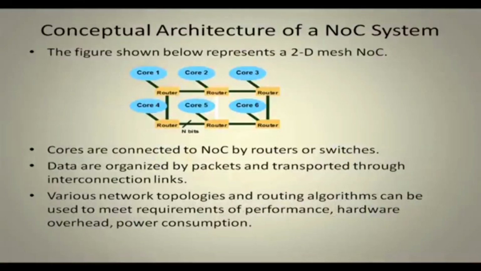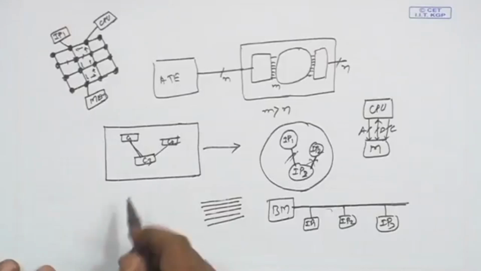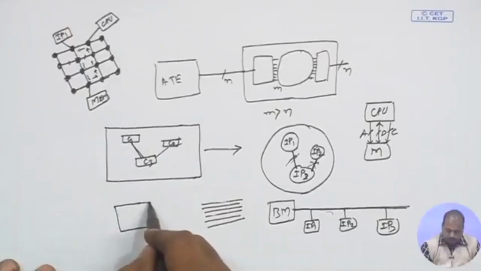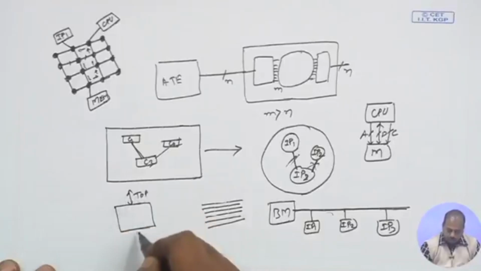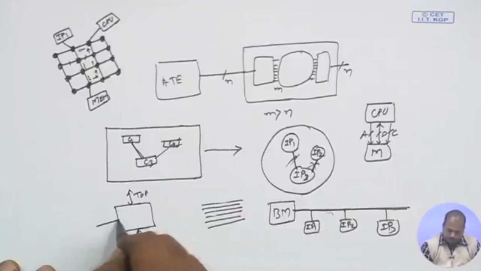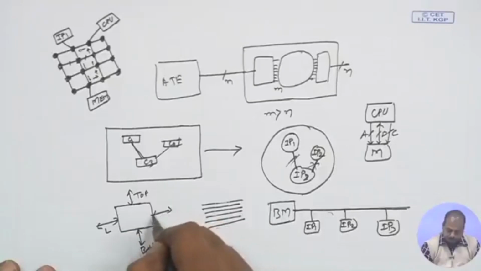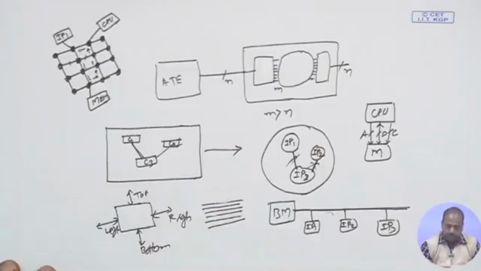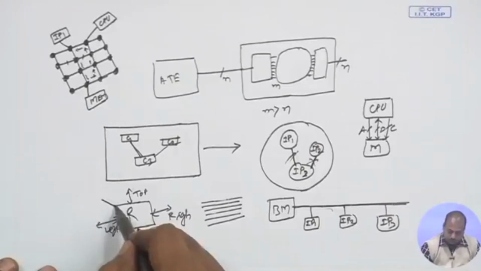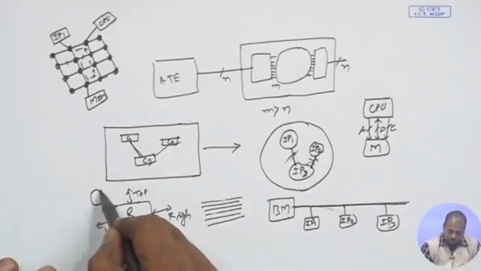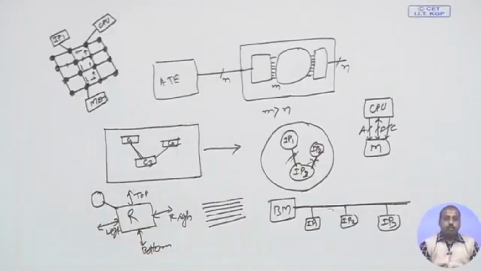Every router, if you see in more detail, so if this is a router, this router has got a number of ports. This is the top port, this is the bottom port, and then we have got left and right. They are going to the 4 neighbors of the router. So, this is the router R, and there is a local port with the router. This is the local port of the router to which the core will be connected. Okay. It is not mandatory that all routers will have cores associated with them.